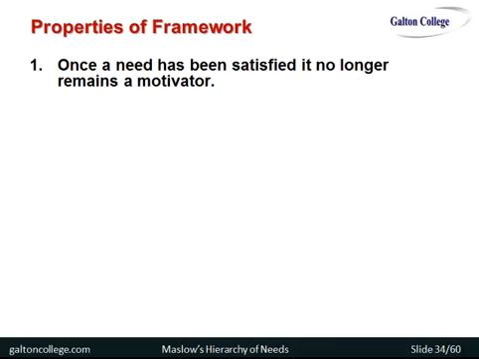Properties of the framework. Well, once a need has been satisfied, it no longer remains a motivator. So once a need is achieved, then that's not what's motivating the individual. They move to the next level. So once physiological needs are met, then they will move to safety needs to try and secure their position. So that becomes the motivator. But right at the very start, the motivation is to perhaps get a job with a good salary. That's the motivator. That's what brings the individual into action.